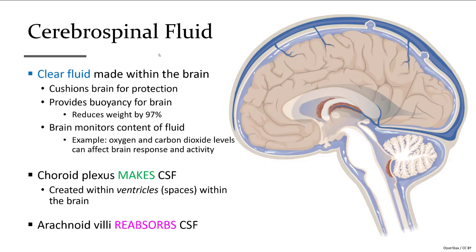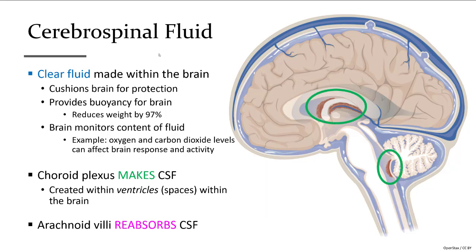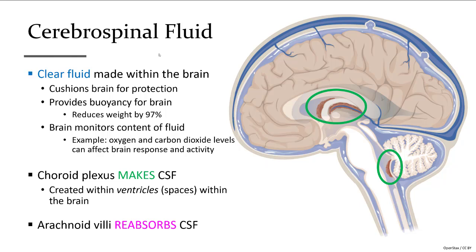Cerebrospinal fluid is a clear fluid that is created within the spaces inside the brain by the choroid plexus. Cerebrospinal fluid is what makes the brain essentially float inside the skull, as the brain is made of mostly fat, which floats in water. This reduces the weight of the brain by 97%. Otherwise, the lower part would be crushed under its own weight.